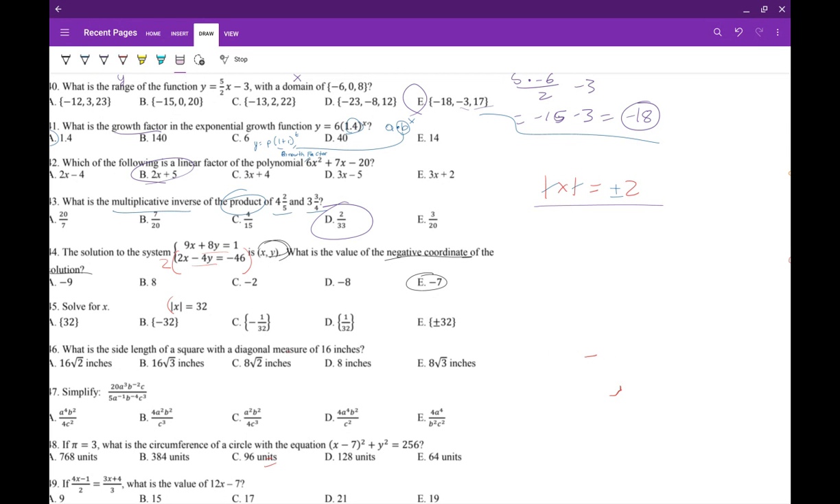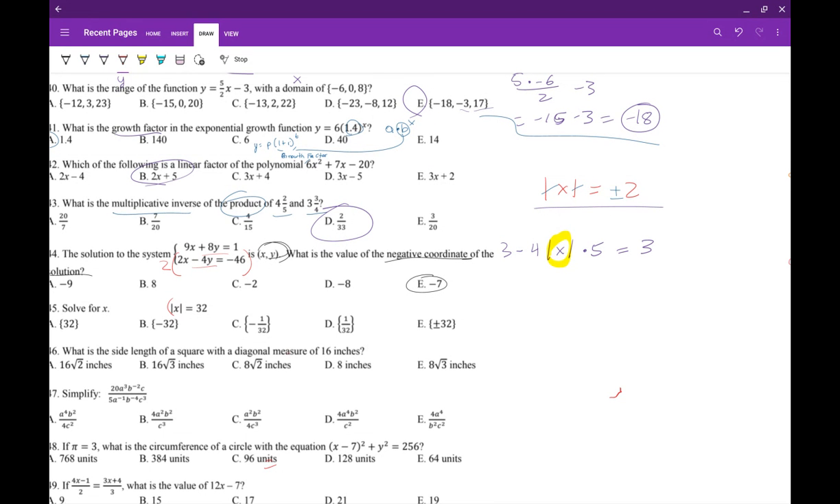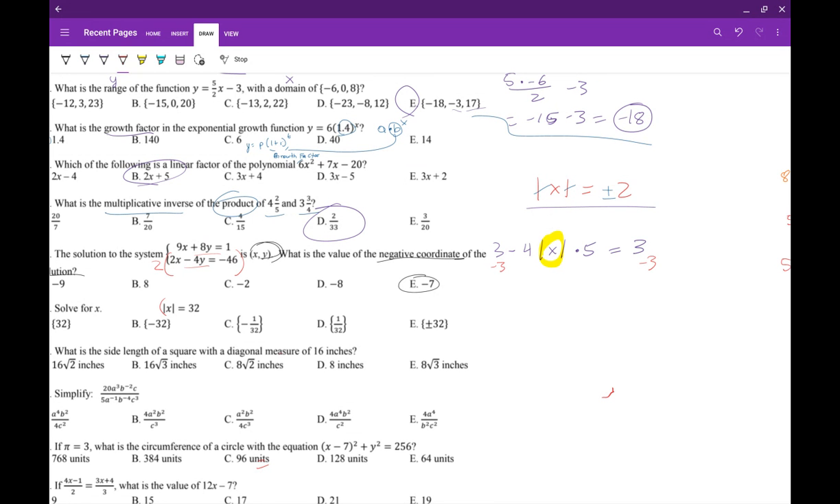That can help us solve this problem, but before I get there, I wanted to talk about one more thing. If you had like 3 minus 4 times the absolute value of x times 5 equals 3, I'd have to isolate the absolute value. This is the absolute value, and I'm going to isolate it by using algebra to bring everything else over to the other side. So I'd subtract 3, and so I'd have -4 times the absolute value of x times 5 equals 0.